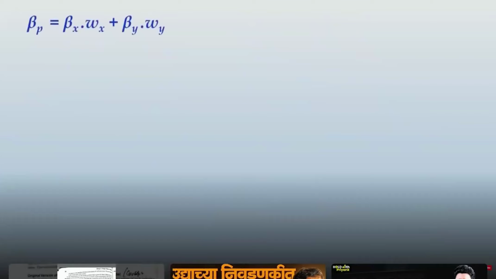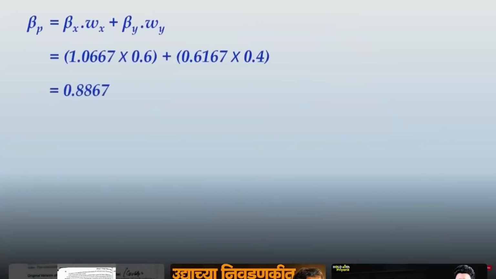बीटा ऑफ पोर्टफोलियो हमें फाइंड करना है, which will be weighted average of betas of X and Y. और दोनों स्टॉक्स के बीटा हमें मालूम हैं, दोनों के वेट्स हमें मालूम हैं। So without any trouble we determine weighted average of these two stocks' beta and we get beta of portfolio as 0.8867.